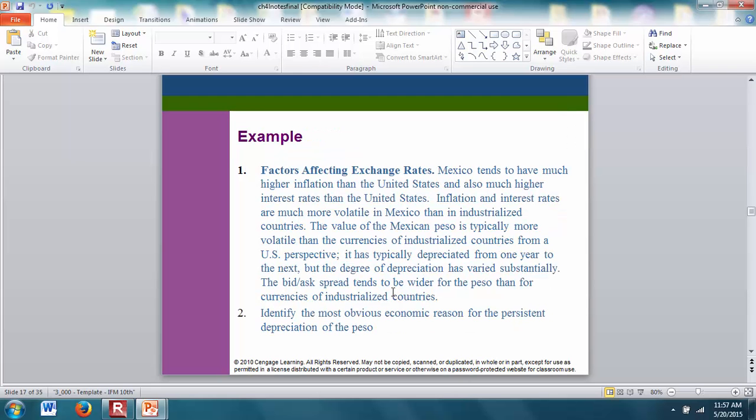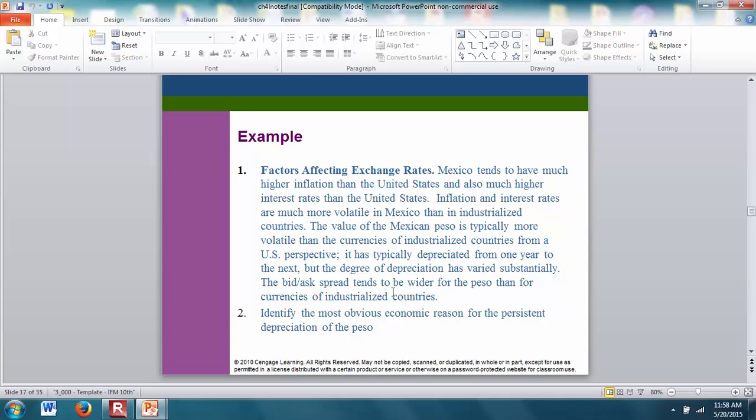Now the next one, factors affecting exchange rates. Mexico tends to have much higher inflation than the US, and also much higher interest rates than the US. Inflation and interest rates are much more volatile in Mexico than in industrialized countries. The value of the Mexican peso is typically more volatile than the currencies of industrialized countries. From a US perspective, it is typically depreciated from one year to the next, but the degree of depreciation has varied substantially. Identify the most obvious economic reason for the persistent depreciation of the peso.